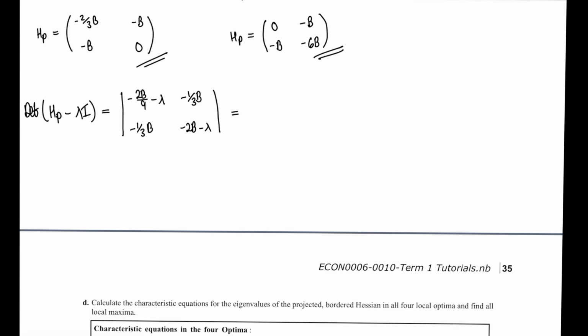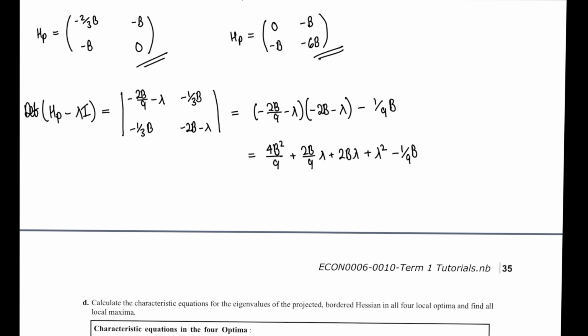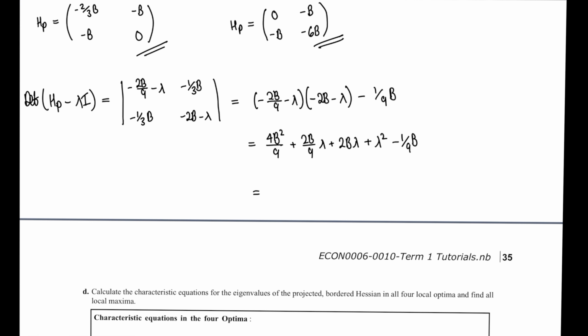If we now work out the determinant, we get this equation, which is lambda squared plus 2b over 9 plus 2b lambda plus 4b squared over 9 minus 1 over 9b, and that's going to be equal to 0.